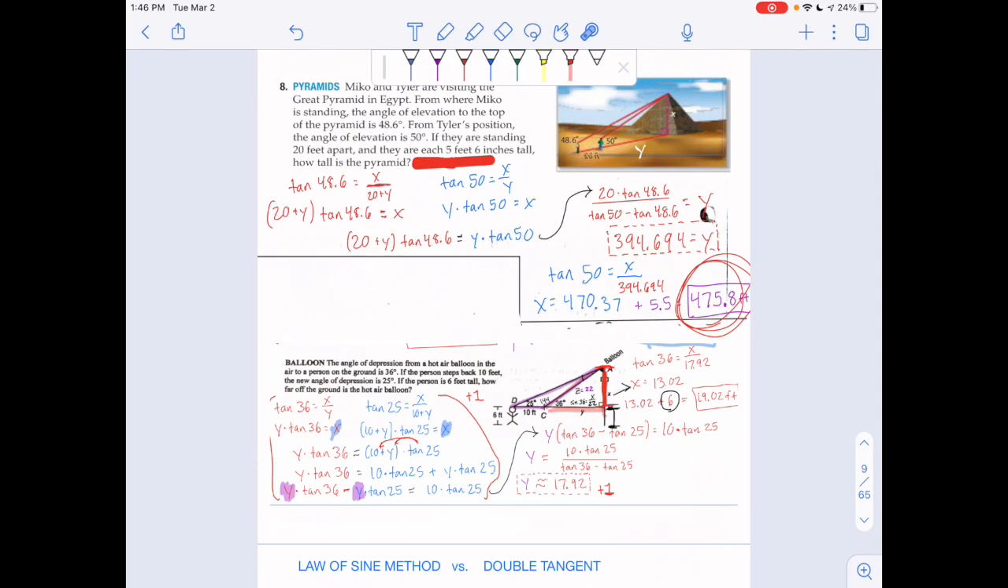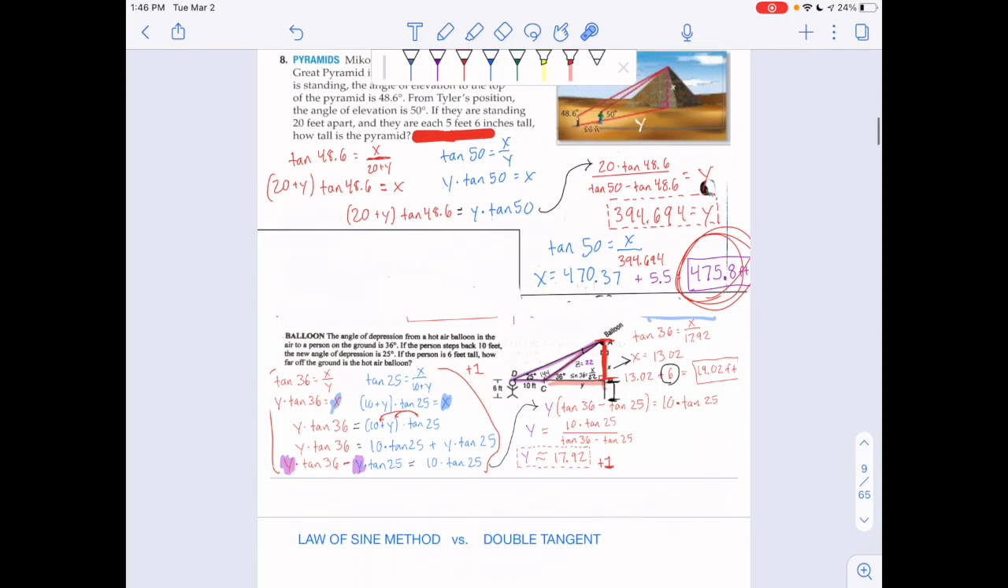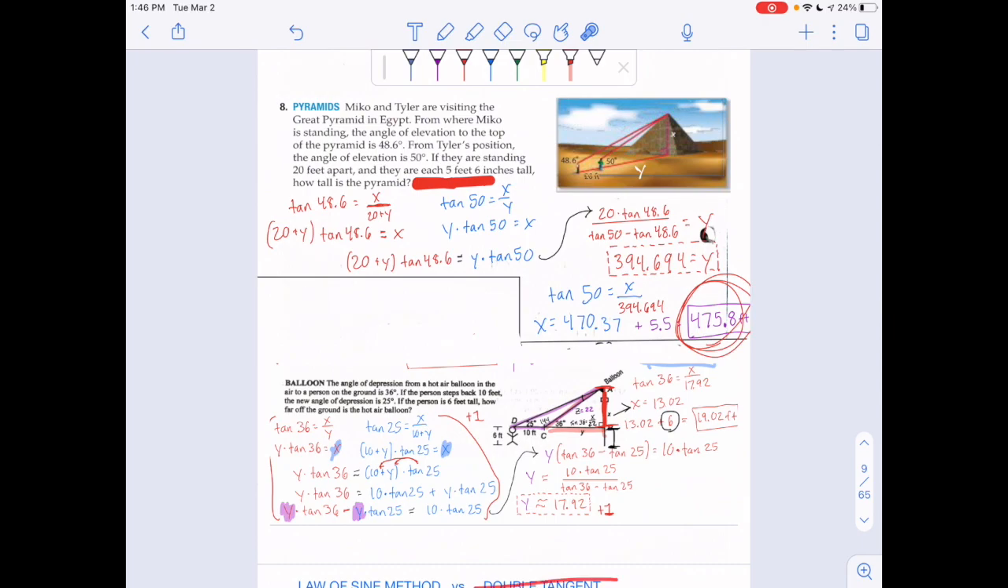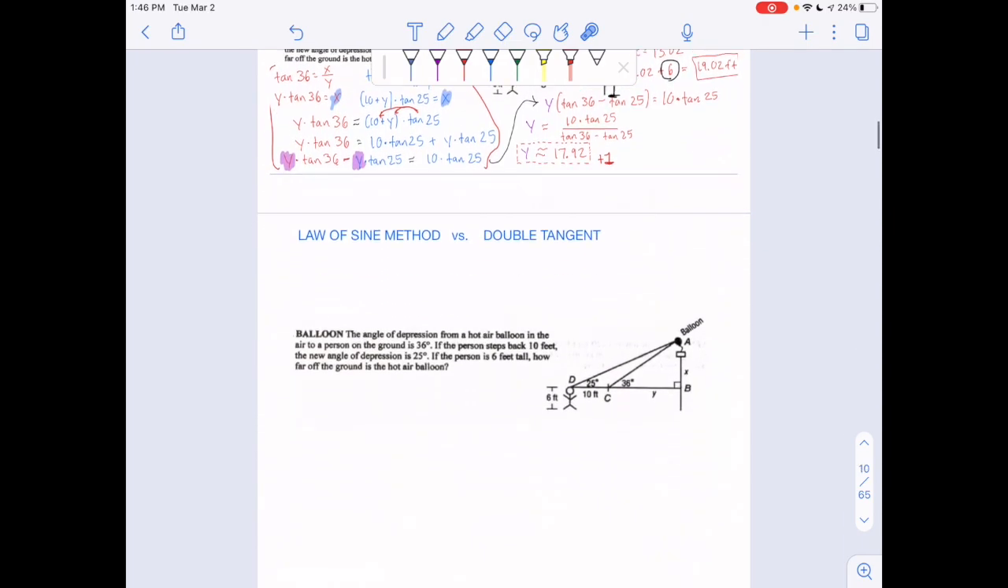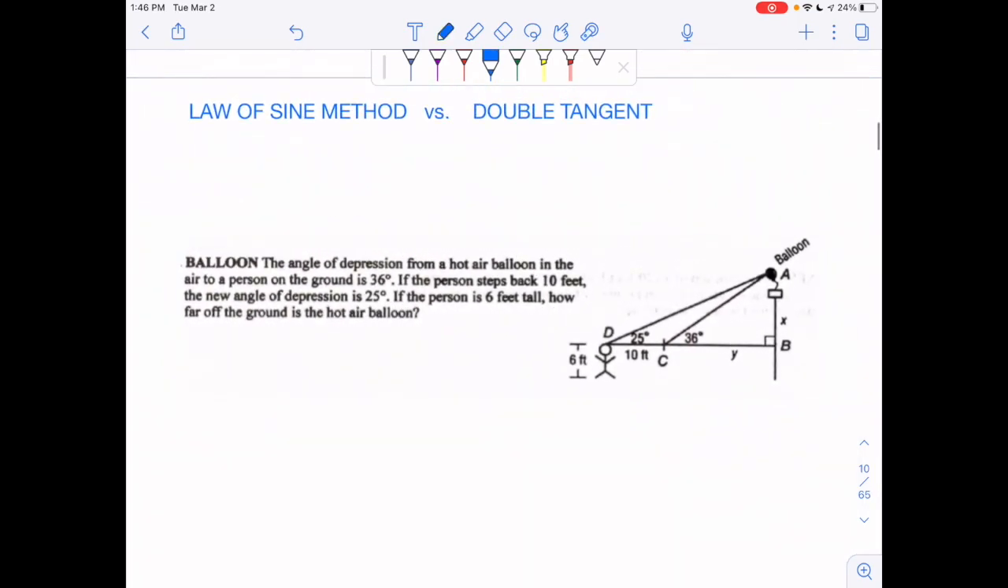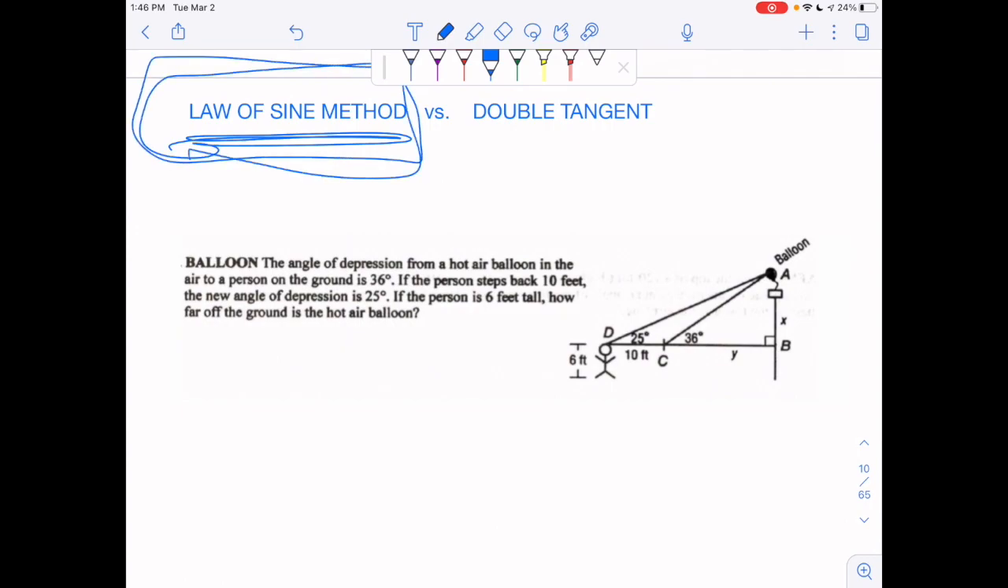I'm going to show you one shortcut. You honestly could ignore this part. I don't want to give you guys extra information to worry about. So if you could do this, practice this method, then you're good. But here's a little shortcut if you want to try this out, because it is faster. It's just another way. Okay, so this is the law of sine method. So you can actually use this instead of the double tangent.